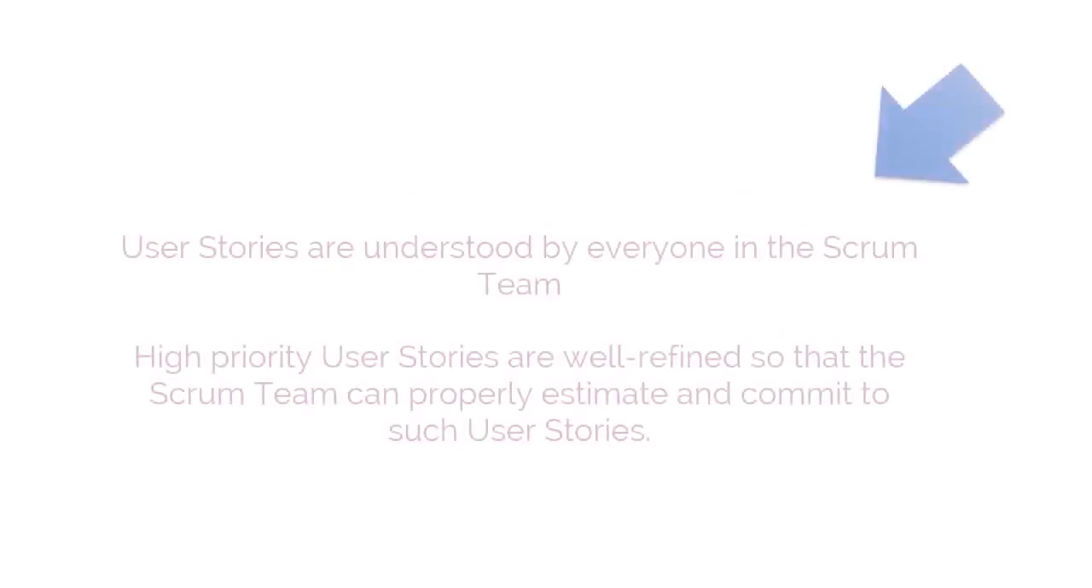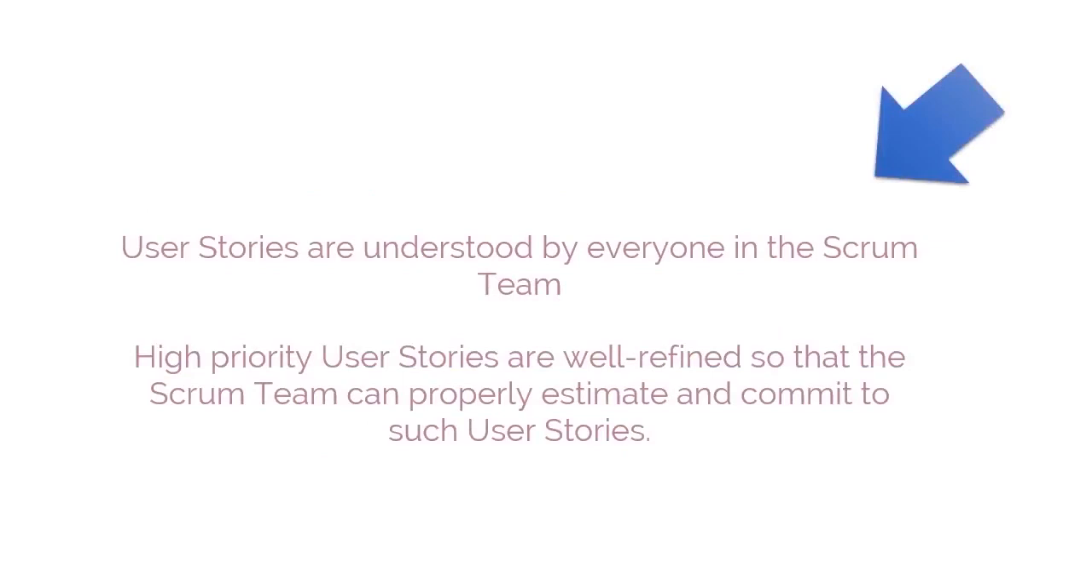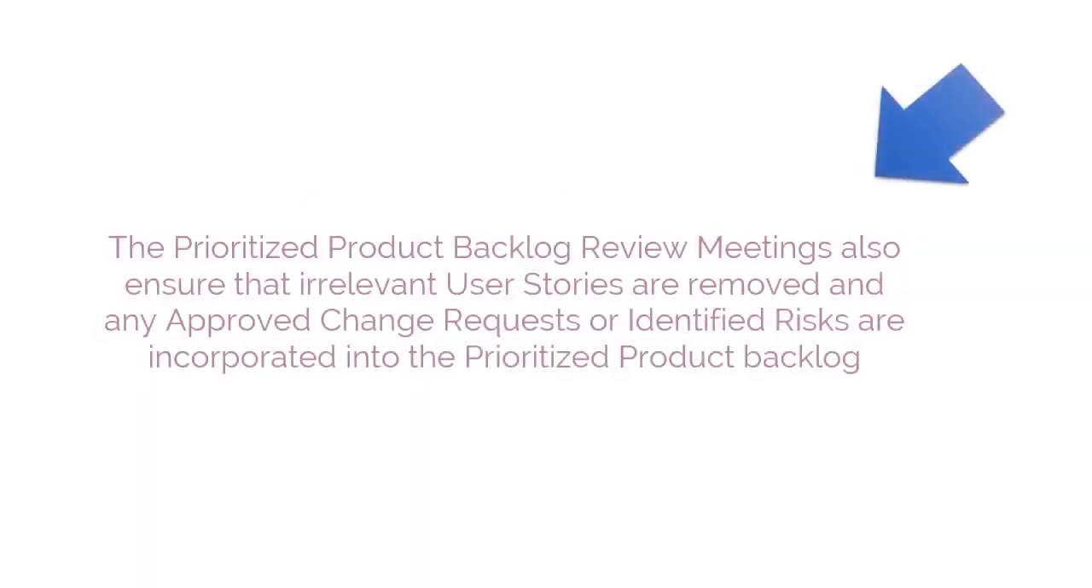User stories are understood by everyone in the Scrum team, and high-priority user stories are well refined so that the Scrum team can properly estimate and commit to such user stories. The prioritized product backlog review meetings also ensure that irrelevant user stories are removed and any approved change requests or identified risks are incorporated into the prioritized product backlog.